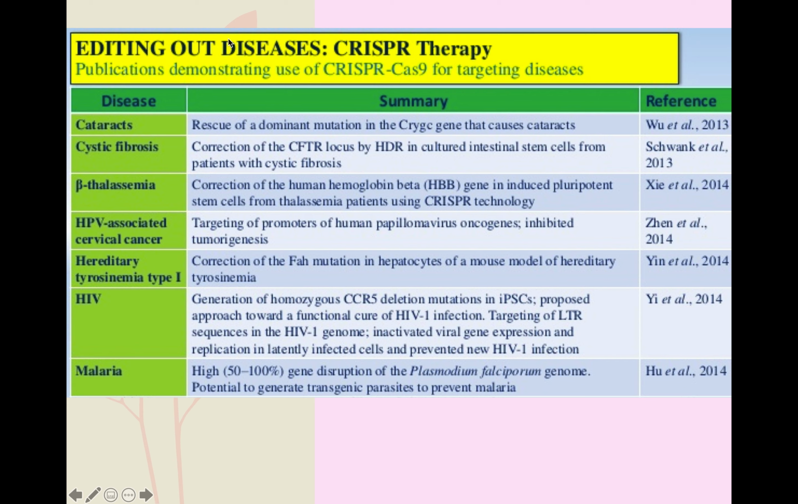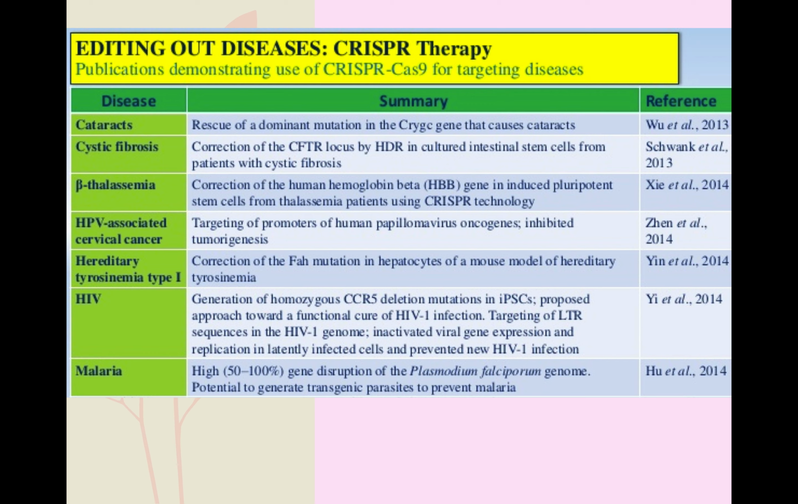2013. For cystic fibrosis, remember, one of the diseases that I put in as an example for gene therapy: correction of the CFTR locus by HDR in cultured intestinal stem cells from a patient with cystic fibrosis, in 2013. For beta thalassemia, correction of human hemoglobin beta (HBB) in induced pluripotent stem cells from thalassemia patients using CRISPR technology in 2014.